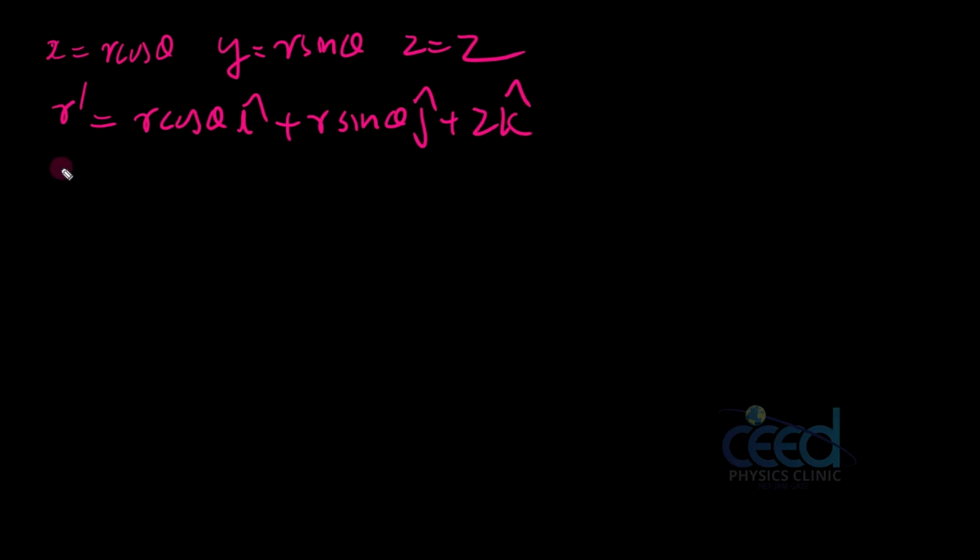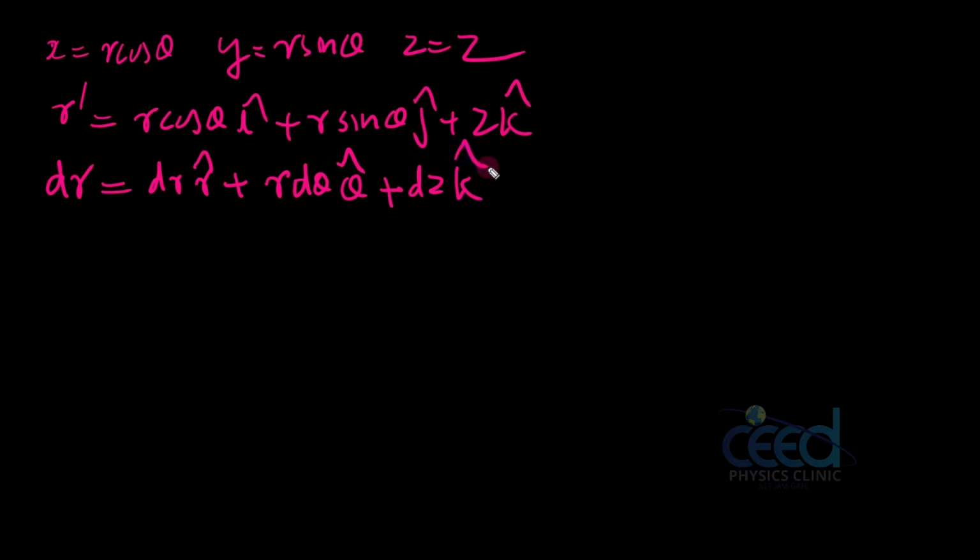And also we studied the length element. The length element dr' I can represent in cylindrical coordinates, as we have already discussed, as dr r cap plus r d theta theta cap plus dz k cap. These are the length elements we have discussed for cylindrical coordinates.